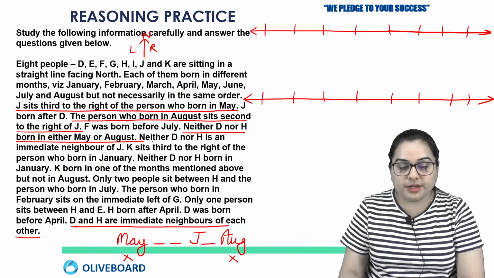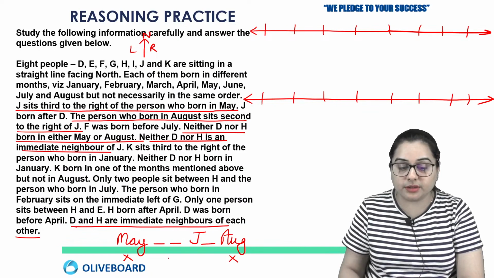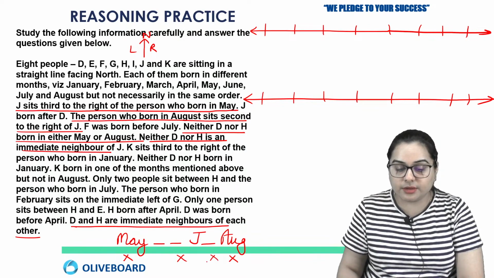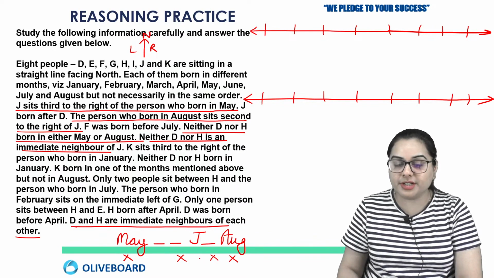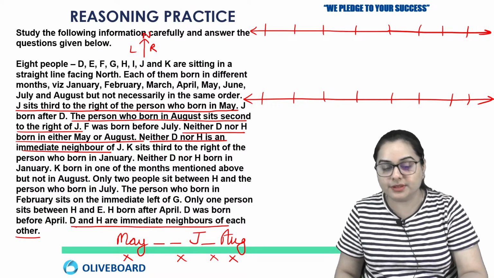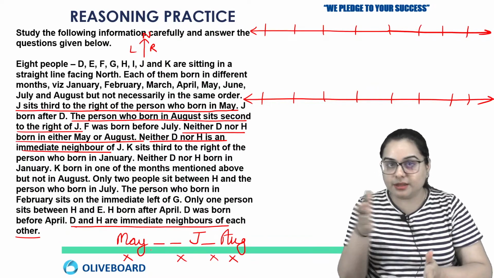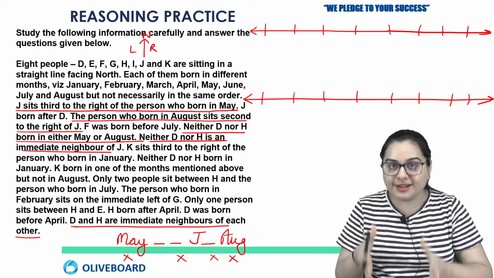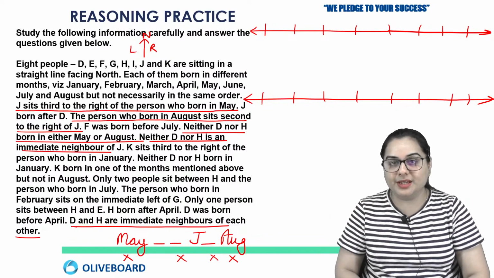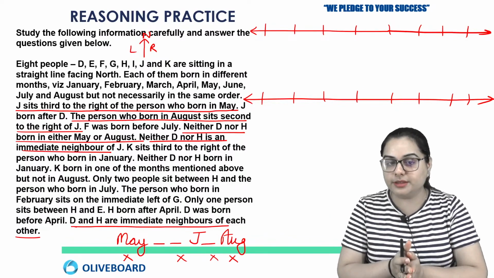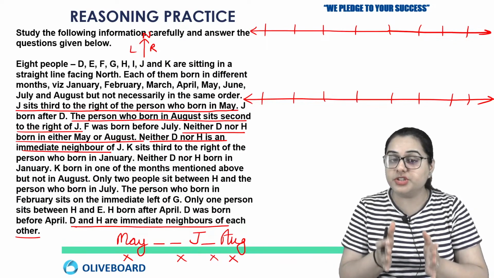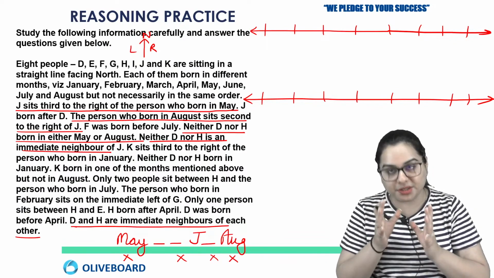Neither D nor H is an immediate neighbor of J. They are not an immediate neighbor of J. What we understand from this is that starting from May till August, I cannot fit D and H between them. So D and H have to be written together. This is already mentioned, that they are immediate neighbors of each other, so they have to be written together.